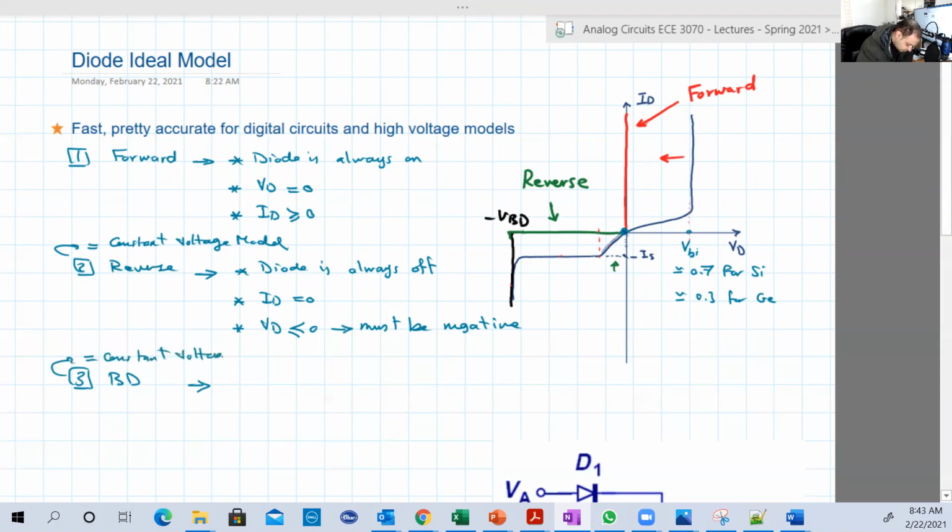Nothing new. In which VD is constant, equal to VBD. Of course, in minus, must be minus. And ID as an absolute value is greater than or equal to 0. Why is it equal again? Because of this point. It's a transition again between reverse and off and the reverse and on.